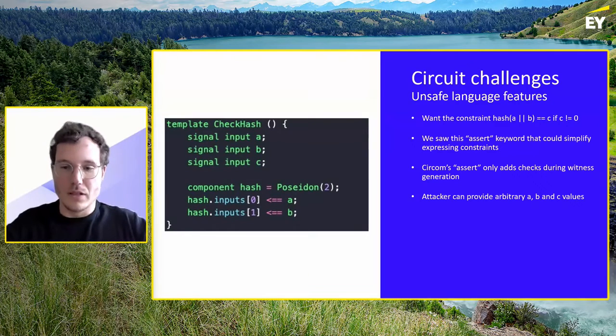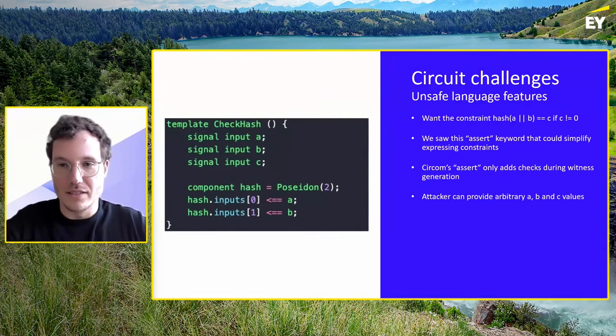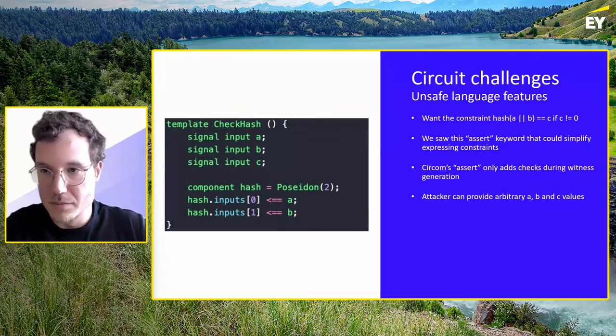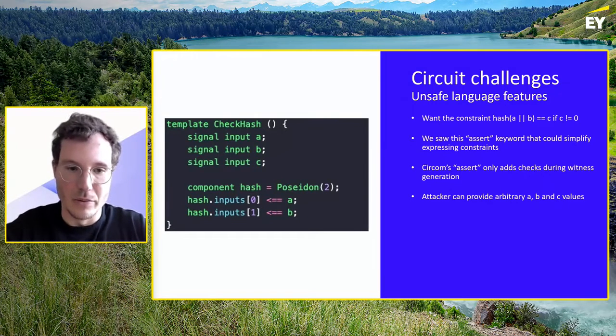There. So if we put an assert, the circuit is exactly equal to the one without the assert, and we can provide any value we want.